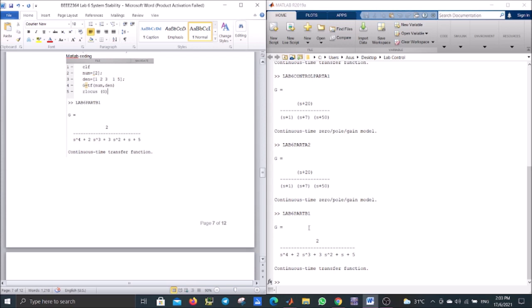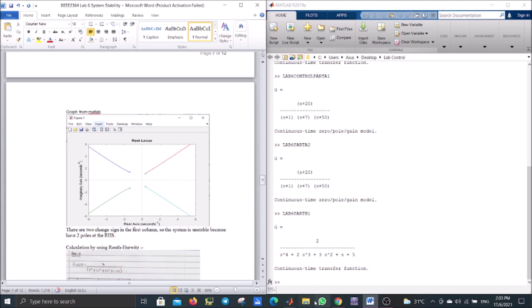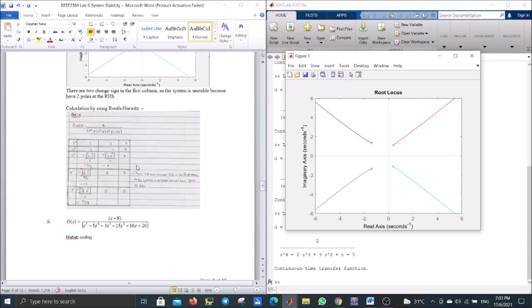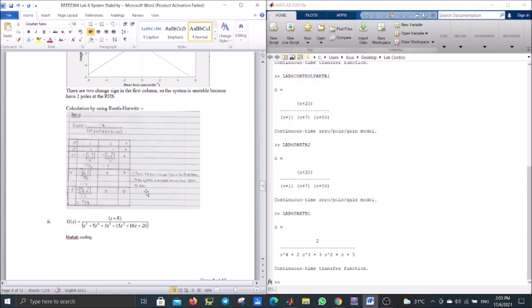As you can see, I have put it in the lab sheet, and the graph that I have gained over here, and this is the result that I gained. Okay, and this is the calculation that I have done manually to compare, to verify whether it is stable or unstable.